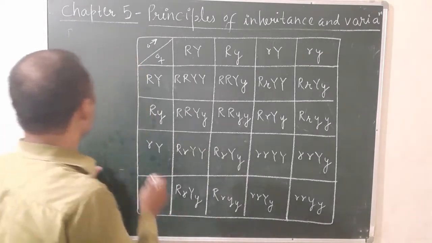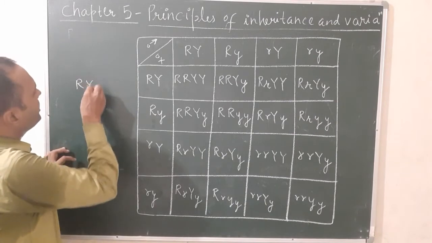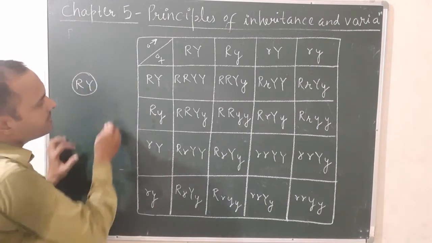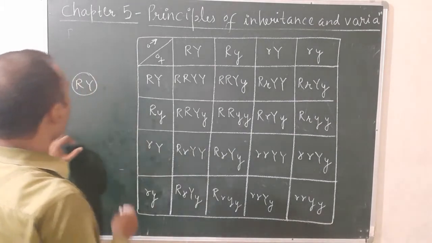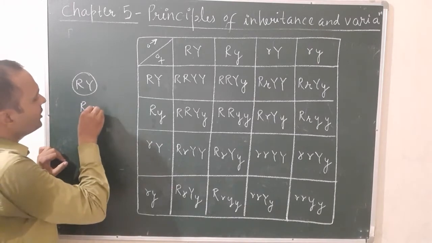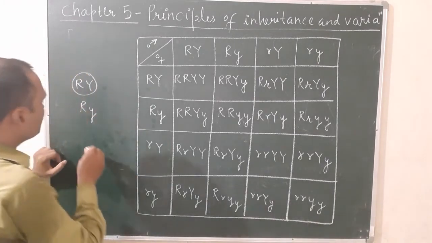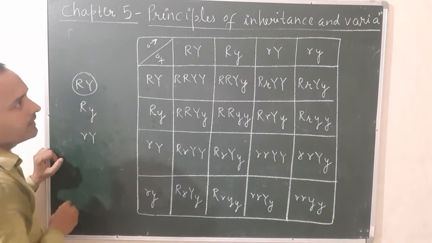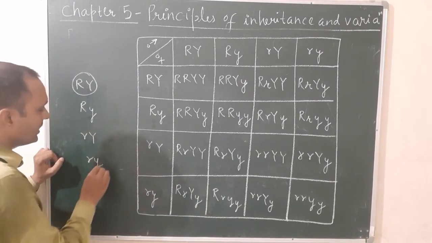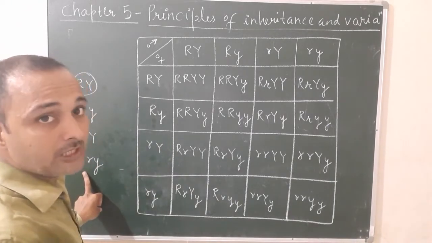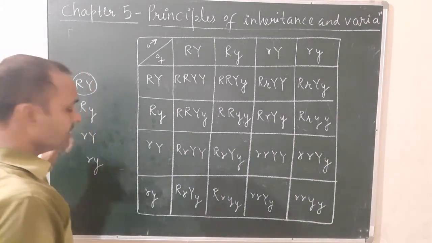So you will find out where capital R and capital Y are present. How many times capital R and capital Y? How many times capital R, small y? How many times small r, capital Y? And how many times small r, small y? It will represent the phenotypic ratio.